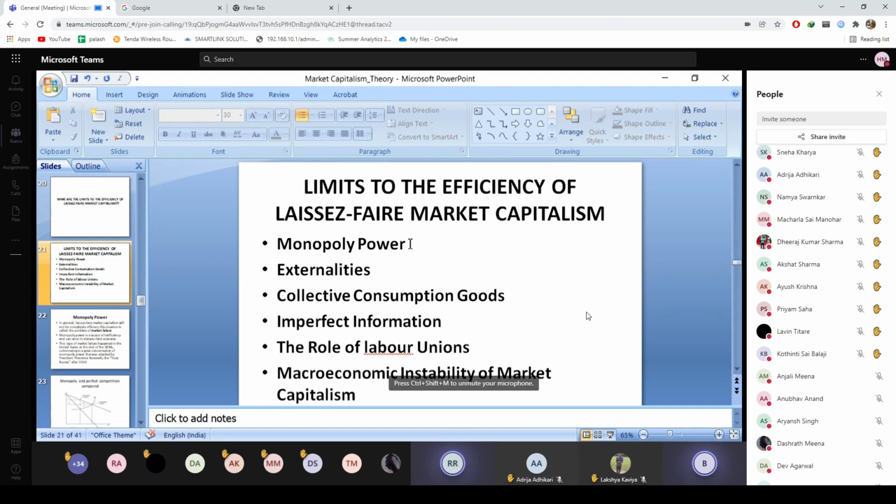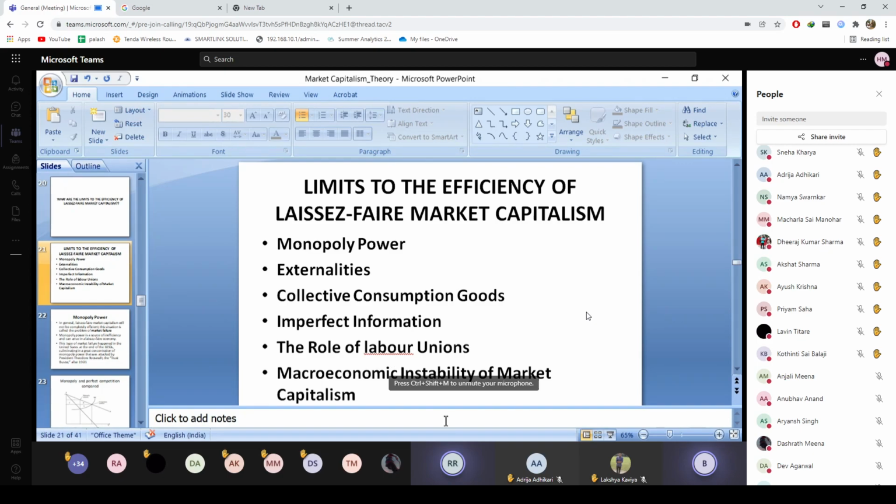Then of course one of the inputs for production is labor, and there is the problem of labor unions and how they bring inefficiency into the system, which we will be looking at. Of course, the macroeconomic instability of market capitalism is another issue we will look at, because the oscillations of employment, output, inflation, interest rates, etc. are highly unstable under a laissez-faire market capitalist system as compared to socialist systems. And why it is so, we will also discuss.